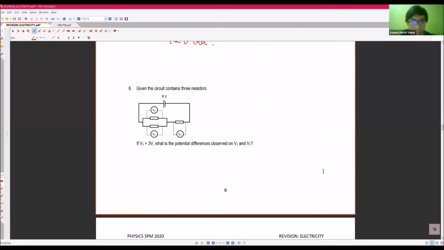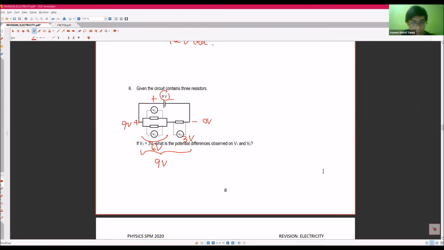Given the circuit contains 3 resistors, if V3 is equal to 3 volt, what are the potential differences observed on V1 and V2? Again, plus minus 9 volt is the total. This side over here is directly connected to the plus. This side is directly connected to the minus sign. So this is 9 volt. This is 0 volt. So the potential difference between these two points is 9 volt. The total between these two points must contribute to the 9 volt. We already have 3 volts. So that means the remainder must be 6 volt.